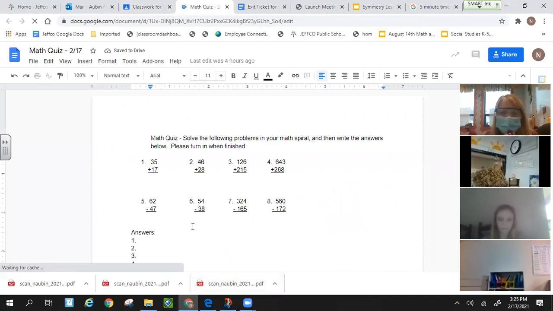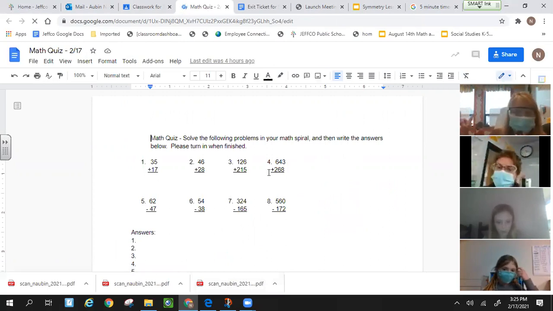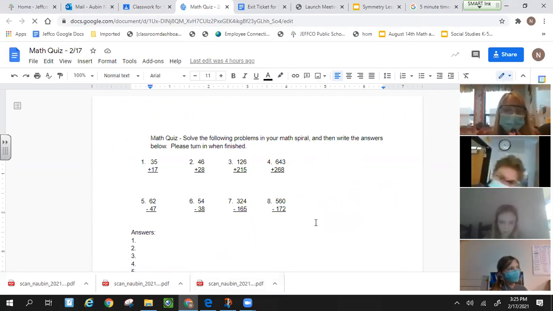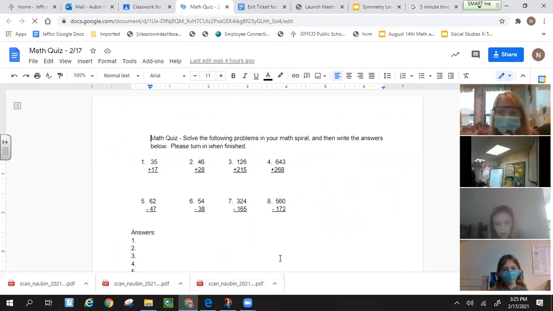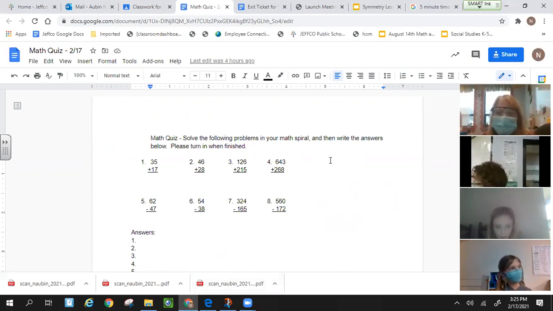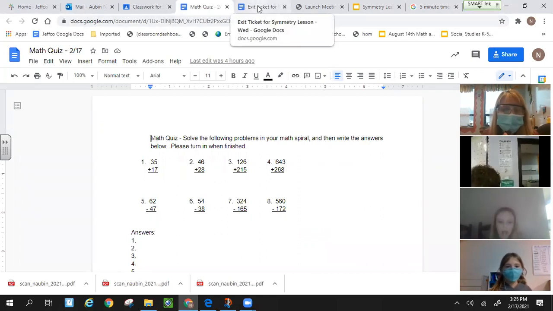Please solve these problems in your math spiral and then write the answers below. Please turn it in when finished so you can type the answers down here. You don't have to type them up at the top. So that is one other thing I need from every remote kiddo. And I will have to keep you on a Zoom to get it done if you don't do it on your own, okay? Because I gotta have that before report cards for sure. All right, so that's it for my remote learners.